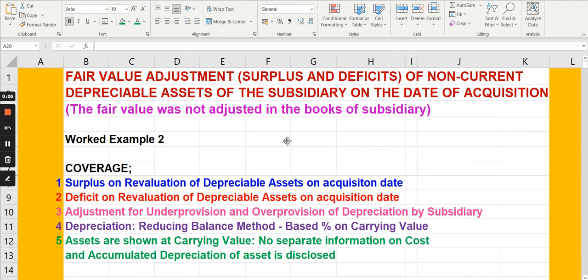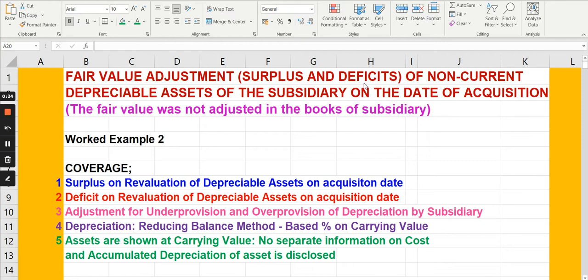Today we are going to continue talking about consolidation of financial statements, and we're now coming again to the issue of fair value adjustment of non-current assets in a subsidiary on the date of acquisition. In this video we are going to focus on how we do the consolidation adjustment for surplus and deficit arising on the date of acquisition.